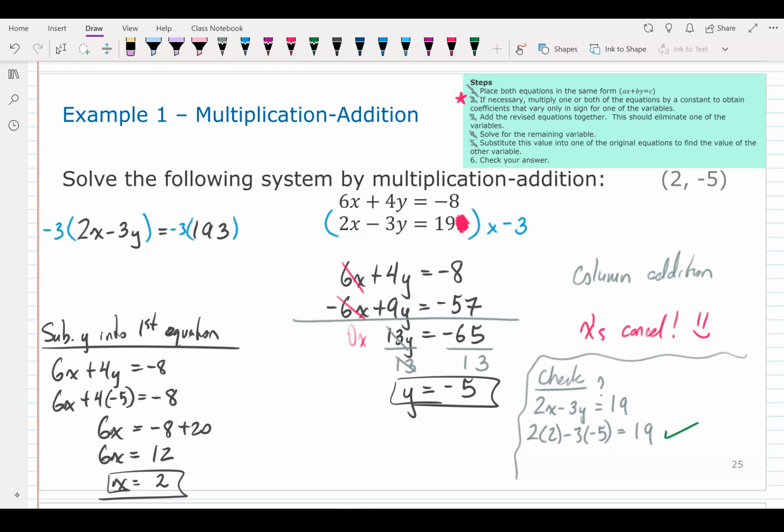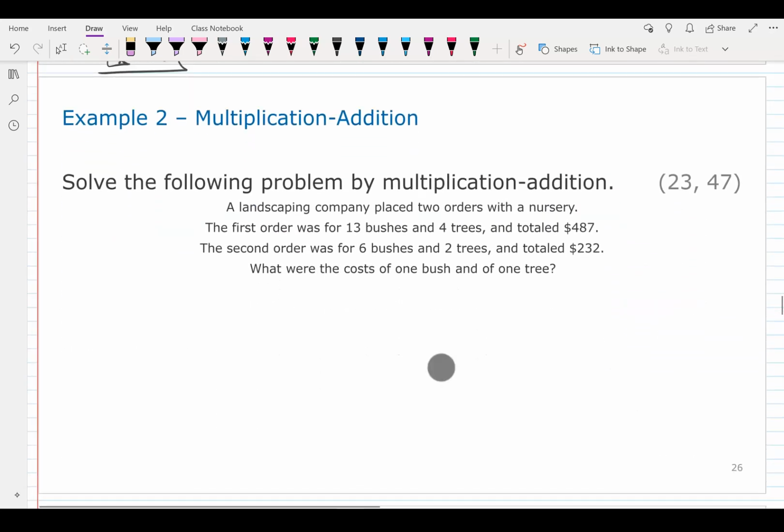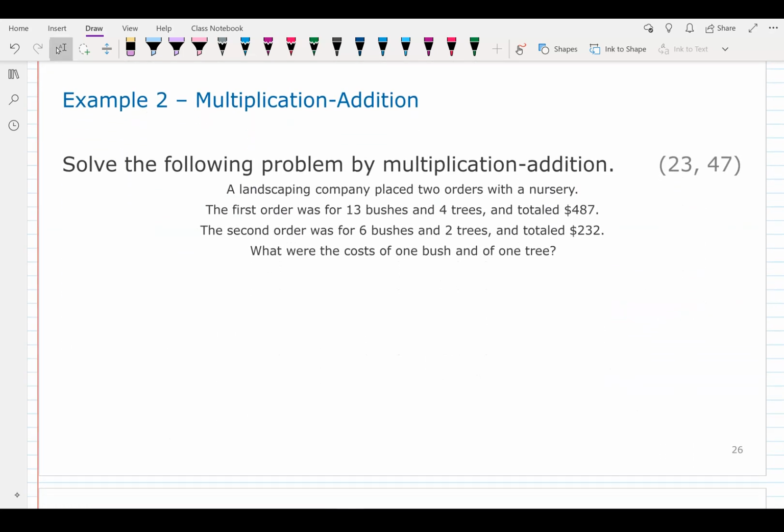But generally speaking, we're going to keep these fairly simple and only have to multiply one of the equations, if we can help it. Let's try one more example. Solve the following problem by multiplication addition. This problem looks familiar. It's the exact same situation as we had before. We have 13 bushes and 4 trees is 487. We have 6 bushes and 2 trees, that gives 232. And it wants us to solve it by multiplication addition, so that's the big difference. That shouldn't be too bad.